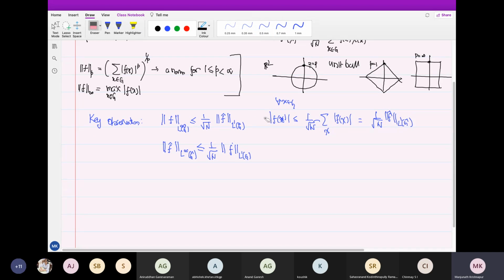Now I write one more trivial inequality. What is the other trivial inequality I want to write? I want to just finish and actually get a theorem which is amazing, so just give me a minute. One thing about the L1 norm is that there is a simple bound, which is 1 by root n times the summation of f hat of x over x in g hat.